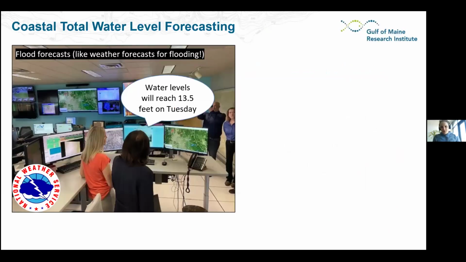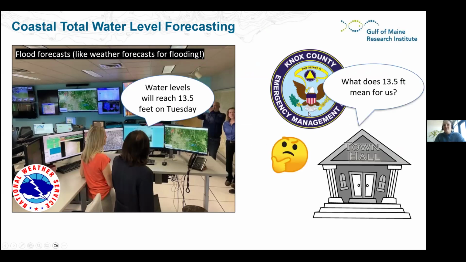The other end of this challenge is a slide I sometimes show kids when I go to talk to them. If the National Weather Service puts out a flood forecast saying the water level is going to be 13.5 feet on Tuesday, and you're an emergency manager in Knox County, a coastal county in mid-coast Maine, or someone on the municipal staff, you'd be wondering, what does 13.5 feet mean for us? What roads do I have to close?